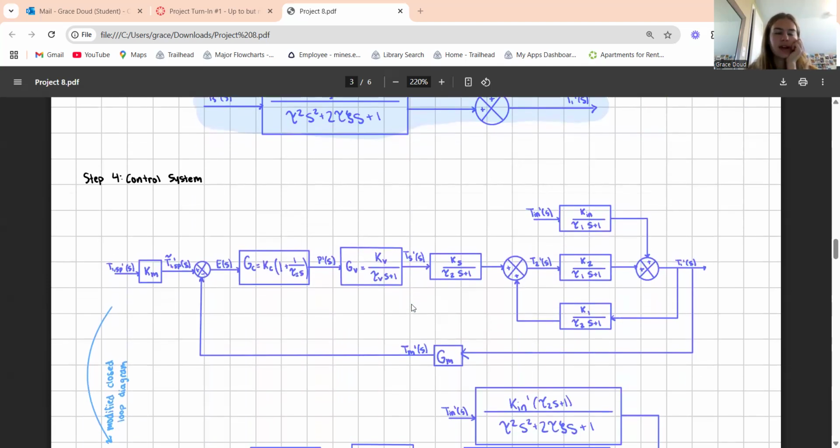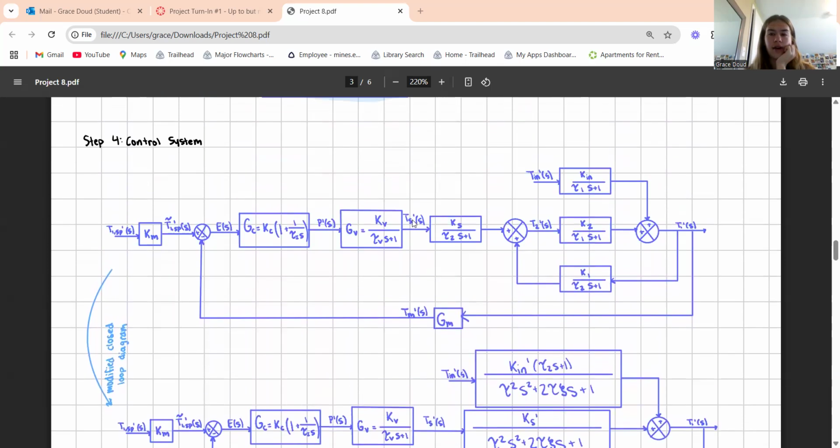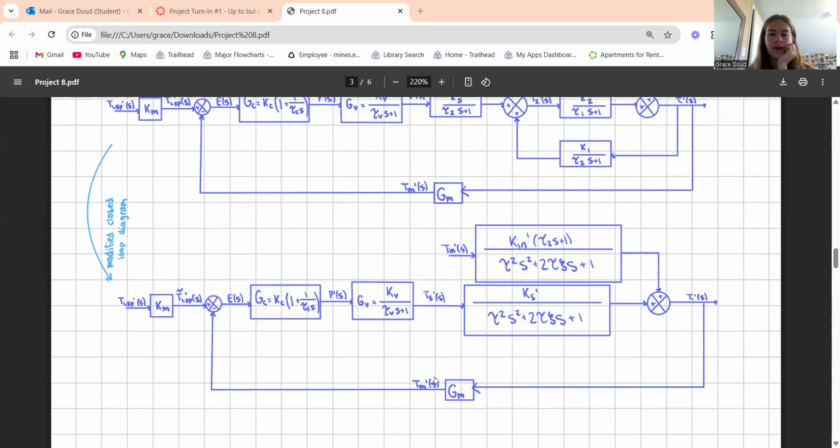And then I was able to put that into our whole system. So here's our whole system originally. And then here it is without this inner loop, with my new transfer functions. So this is our modified closed loop diagram.